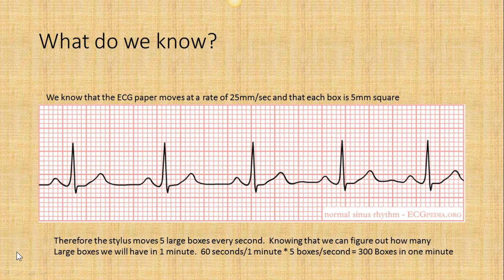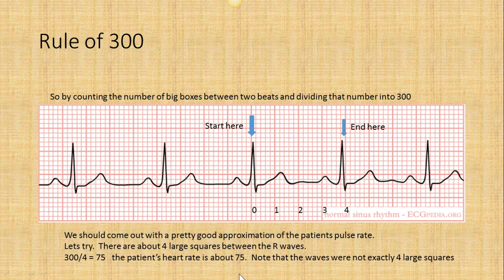Knowing this, we can figure out how many large boxes we have in 1 minute. So we have 60 seconds in 1 minute. We multiply that by 5 boxes per second, and when we cross out the like terms, seconds and seconds, we have 300 boxes in 1 minute. So, simply by counting the large boxes between 2 beats and then dividing that number into 300, we will get what we want.